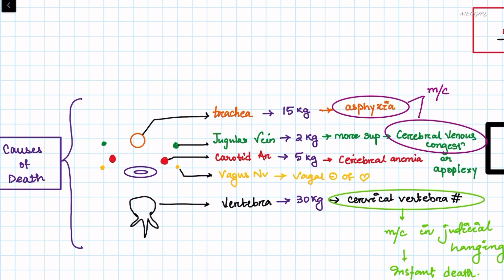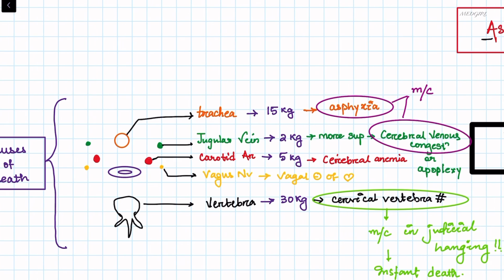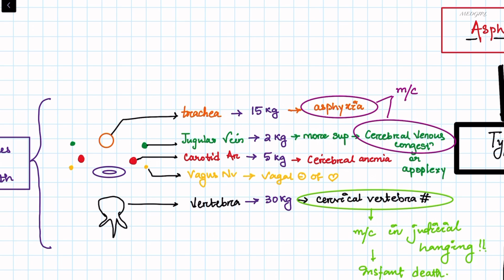In the carotid artery, it is 5 kg, causing cerebral anemia. In the vagus nerve, the cause is vagal inhibition of the heart, and in the vertebra, it is 30 kg, and the cause of death here is cervical vertebral fracture. Now asphyxia and cerebral venous congestion are the most common causes of death by hanging, and cervical vertebral fracture is most common in judicial hanging, and it leads to instant death.